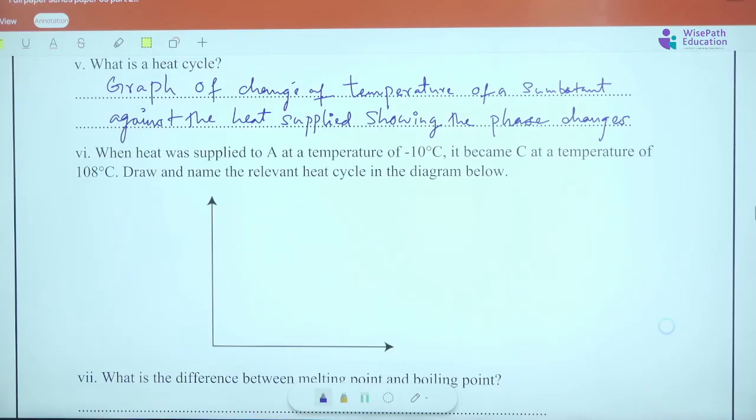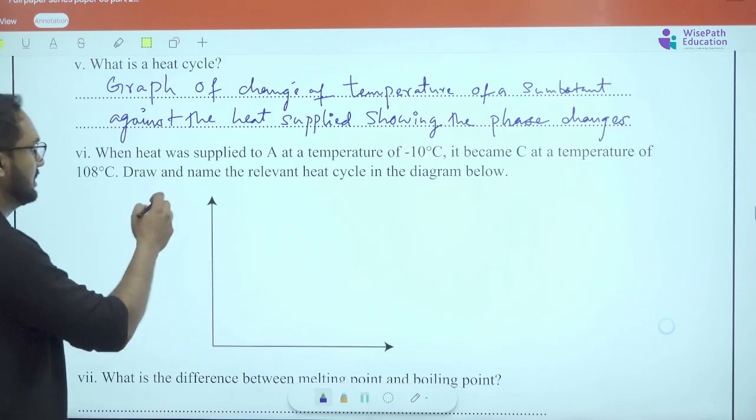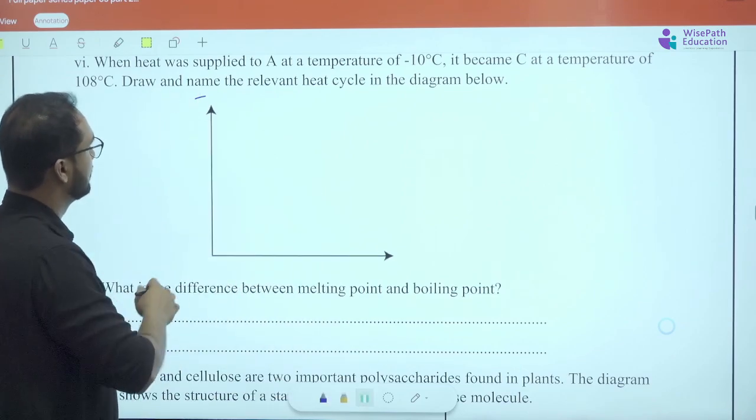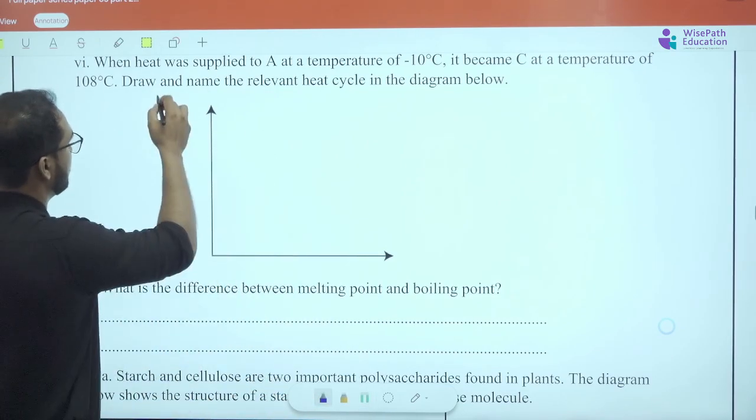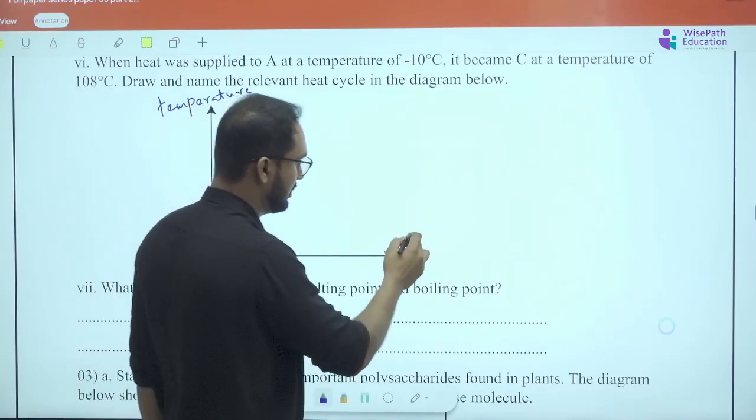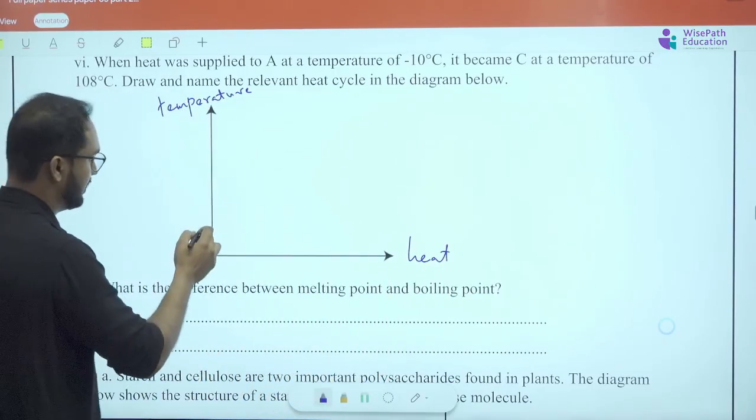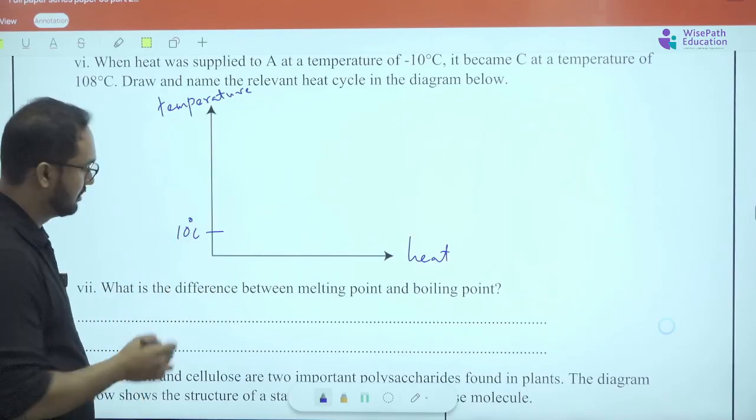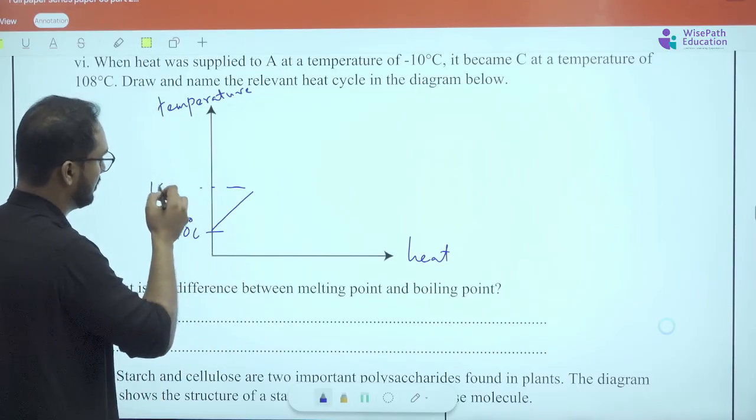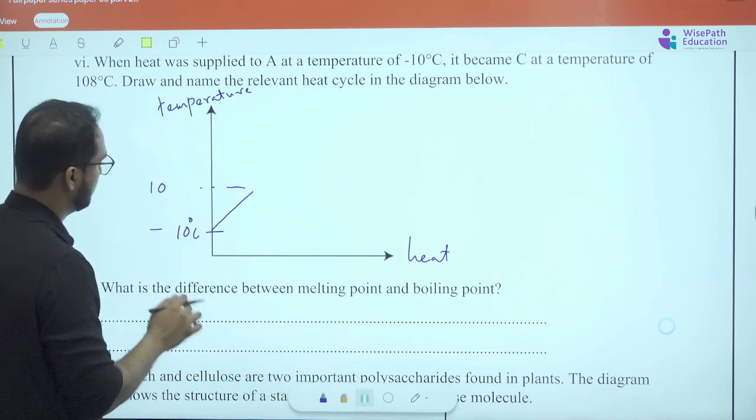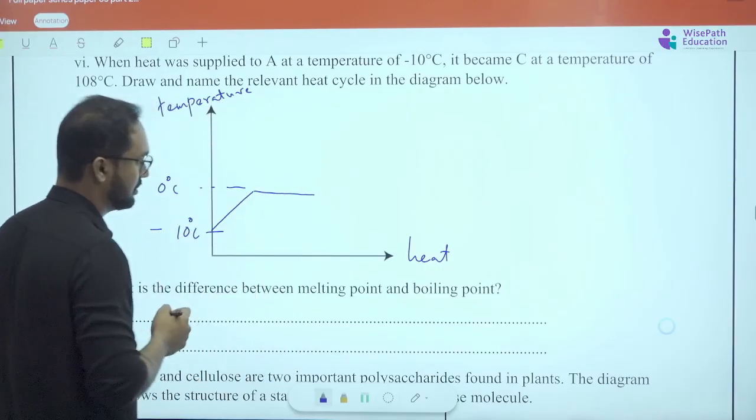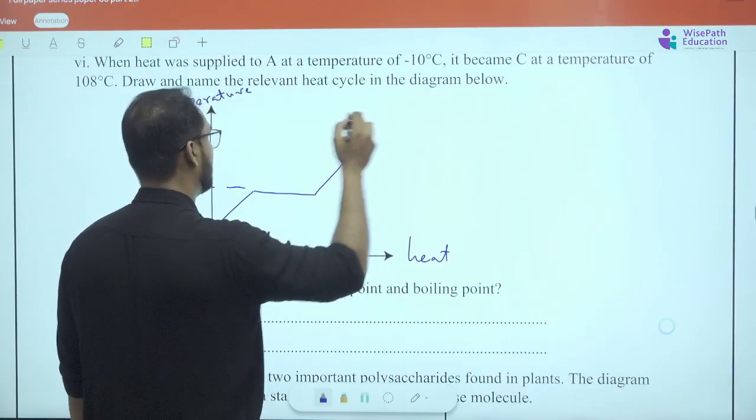See at temperature of 100, draw and name the relevant heat cycle in the diagram below. So this is heat, right? And this is what? This is temperature. The temperature, and this is the heat, right? So I can start it from here, the minus 10 degrees here, doesn't matter, right? And when you supply the heat, the minus 10 degrees increases up to 0. So it is supposed to be 0 degrees Celsius. Then what happens? The temperature remains constant, and then it increases up to 108.